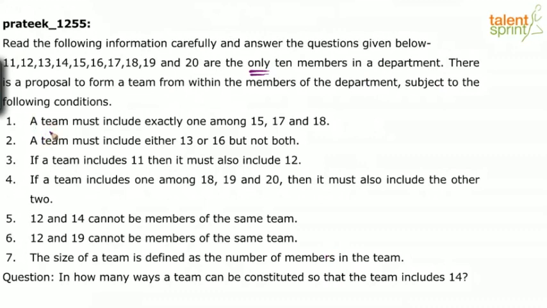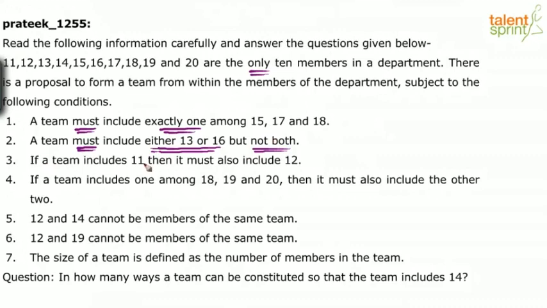The first condition says a team must include exactly one among 15, 17 and 18. It must include, that means it should definitely have exactly one person among 15, 17 or 18. That means any team that you form will have either 15 or 17 or 18. Second condition, a team must include either 13 or 16. So either 13 will be there or 16, but not both. Both 13 and 16 cannot come in the same team.